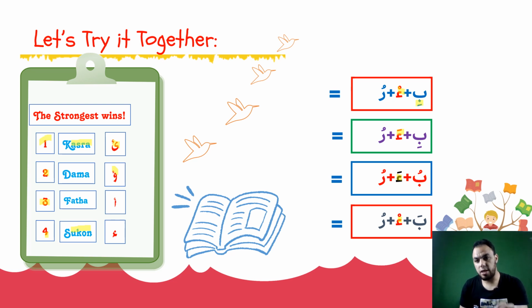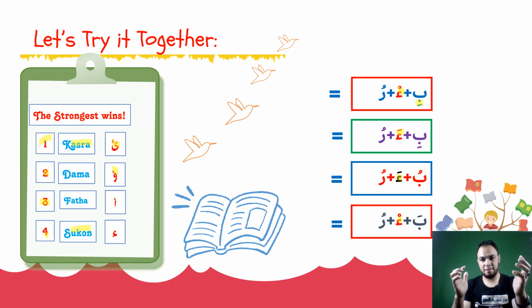So usually, look here, I look at the previous letter before Hamza. This is Hamza and this is the letter before. Usually they're fighting together. Who is stronger? So what is before Hamza here is the letter Ba.